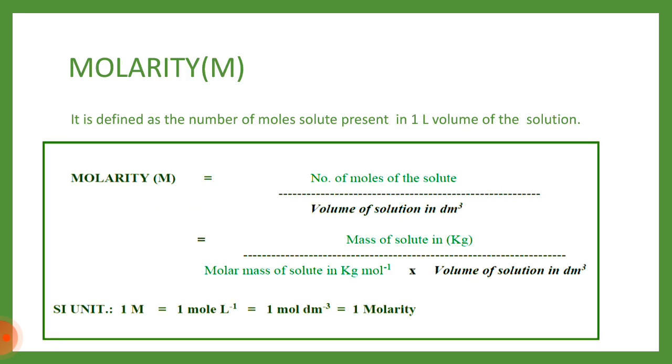Molarity represent in capital M. It is defined as number of moles of solute present in 1 liter volume of the solution. Formula of molarity is equal to number of moles of the solute divided by volume of solution in dm cube. Also equal to mass of solute in kg divided by molar mass of solute in kg per mole multiplied by volume of solution in dm cube or in liter. SI unit of molarity is 1 mole per liter or equal to 1 mole per dm cube or 1 molarity.